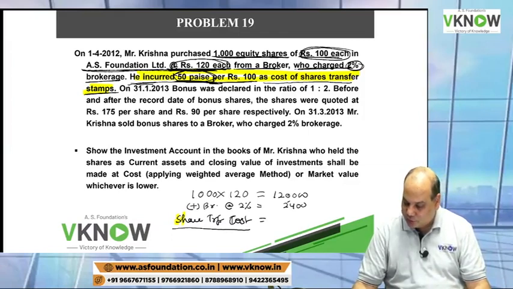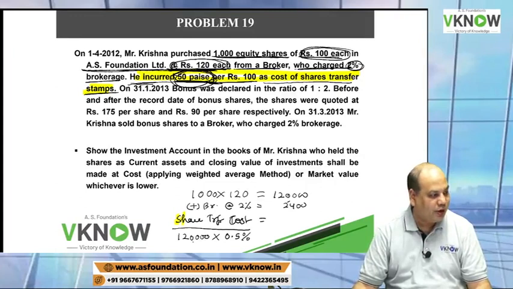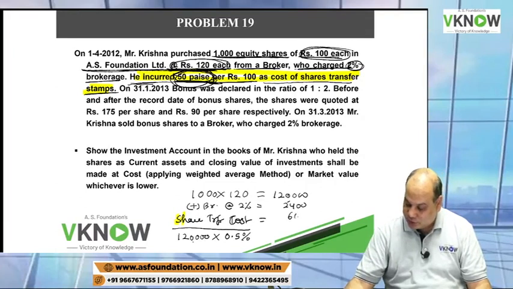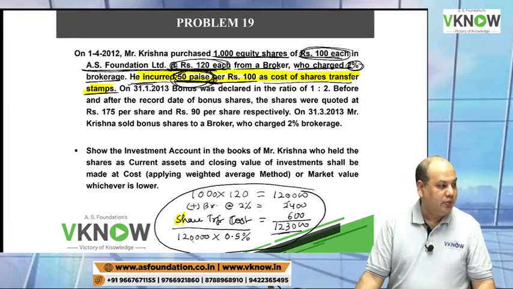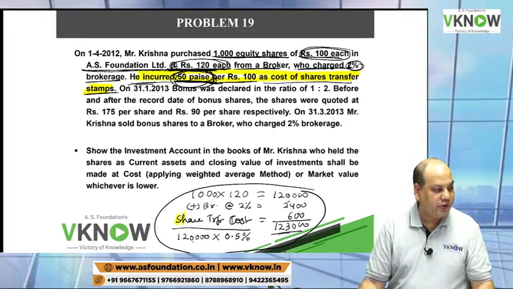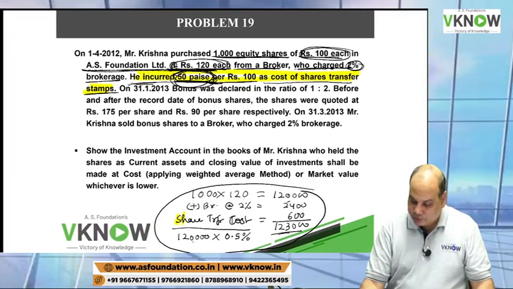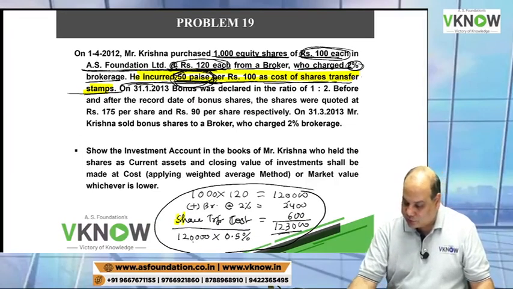Share transfer stamp cost will be 1,20,000 into 50 paise in a rupee, which means 0.5%. So that is 600 rupees. And this total comes to 1,23,000. So I will have to prepare one working note which will tell me the total cost of purchasing the stock. The total cost of purchasing the stock will be 1,23,000. This is my explanation of this much point.